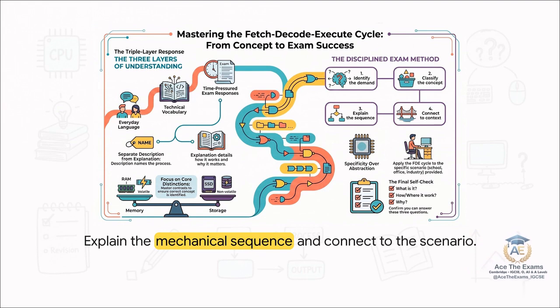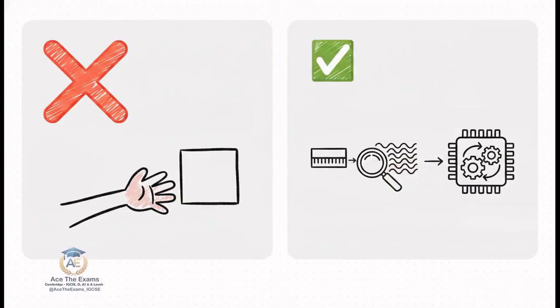The exam requires you to systematically identify the demand, classify the concept, explain the mechanical sequence, and then connect it all back to the specific context provided, whether that's an office network or a school system. The contrast here is huge. It's everyday language versus technical vocabulary. You have to separate the name of the process from the explanation of how it actually works.